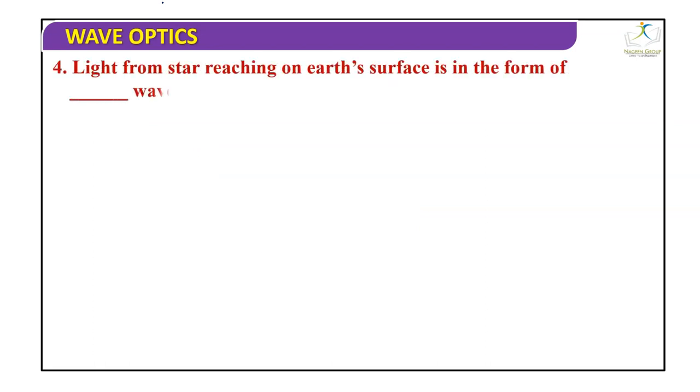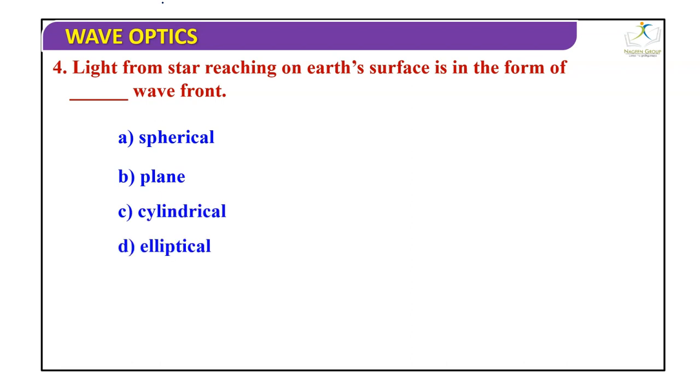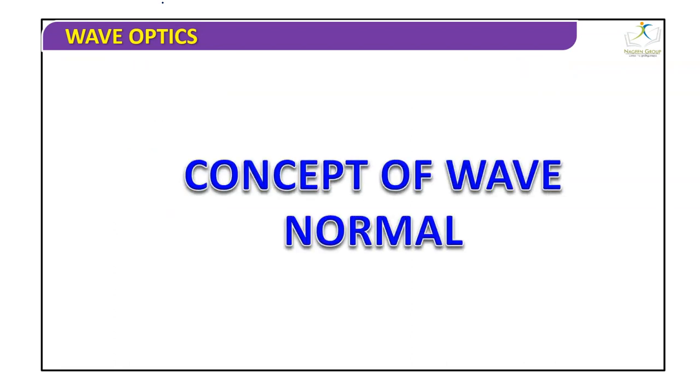Next question: light from a star reaching the earth is in the form of a dash wavefront: spherical, plane, cylindrical or elliptical. So the correct answer is, we know, students, that the star is at a far distance away, because of which the wavefront that comes to me is a plane wavefront.